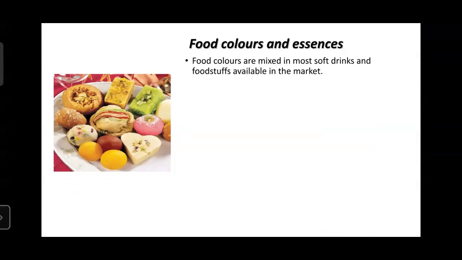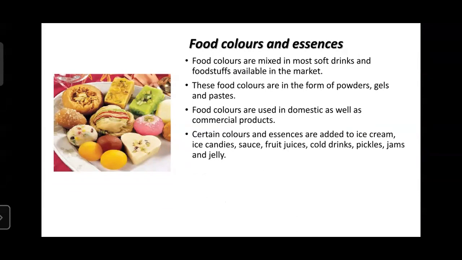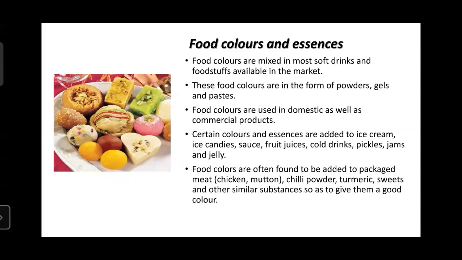First, food colors are mixed in soft drinks and foodstuffs available in the market. These food colors are in the form of powder, gel, and paste. They are used in domestic as well as commercial products. Certain colors and essence are added to ice cream, ice candies, sauce, fruit juices, cool drinks, pickle, jam, and jelly. Food colors are also often added to packaged meat such as chicken and mutton, chili powder, turmeric, sweets, and other similar products, to give them a very good and attractive color.